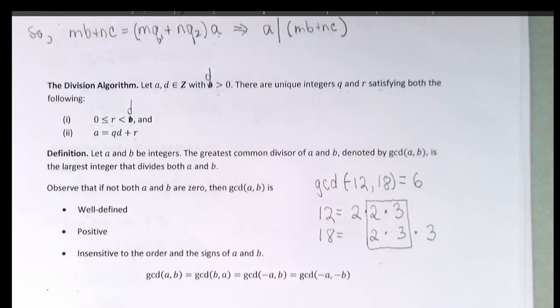Finally, we should remember that probably in grade school we learned how to compute the greatest common divisor of integers by first of all listing the prime factorizations of each of the two integers, and then picking out the maximum number of prime factors that belong to both of them. In this case, both have a 2 and both have a 3, so 6 is the greatest common divisor.